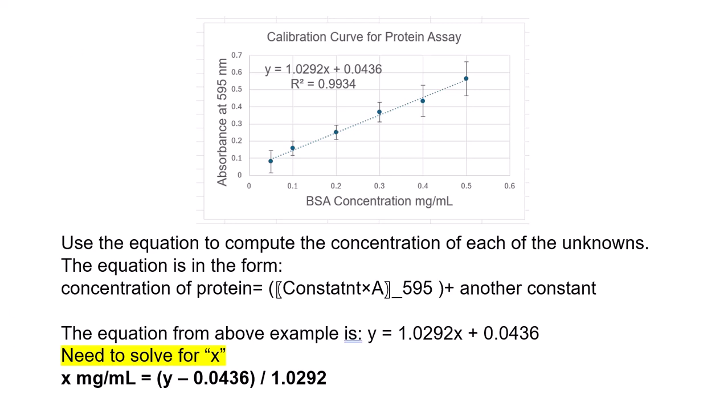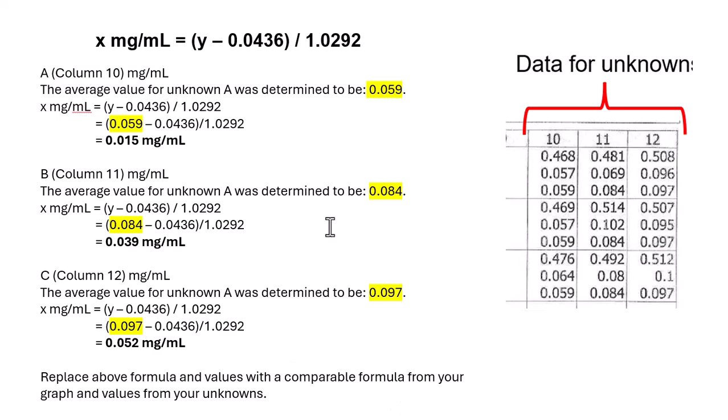So what we're going to do with this equation, which we're going to be working with from this point forward, is solve for x. Notice this is y equal to a constant times x plus some other constant value for the shift. So what we basically do is take y minus this shift value, divided by the constant in front of the x, and that solves it for x. We then can calculate the milligrams per milliliter. So for now we move to the unknowns.